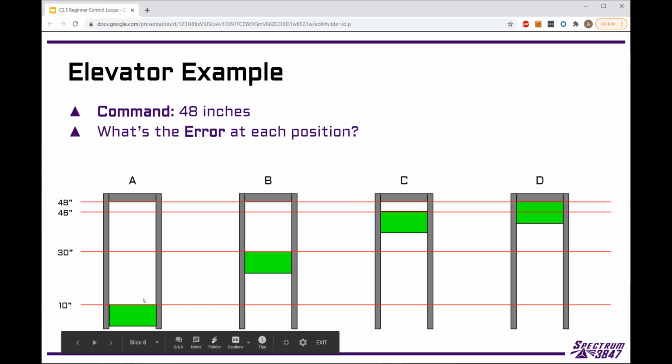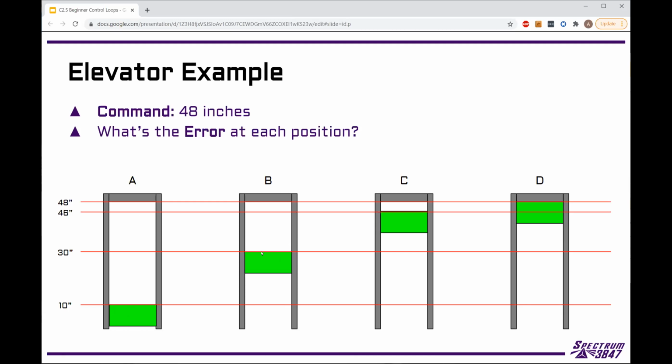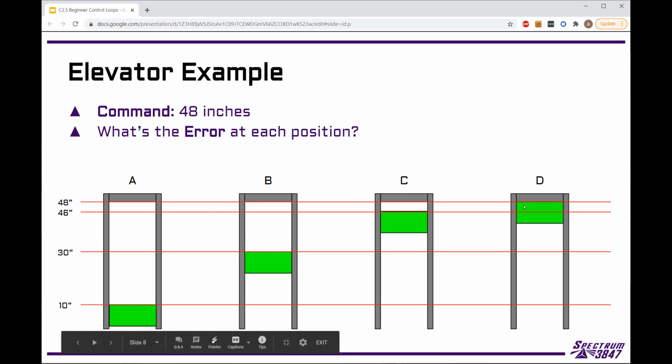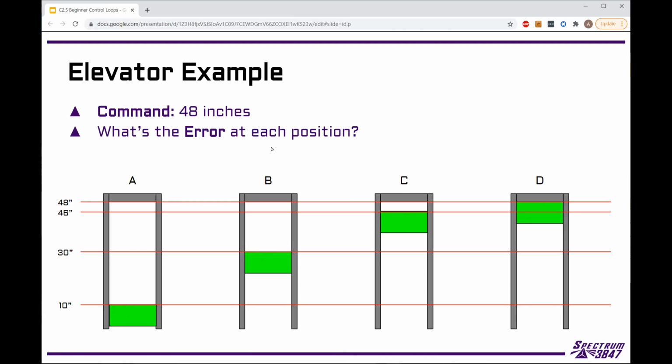So we have A, at the very beginning, sitting at 10. B, it rises up a little close to halfway through, at 30. Here we're at 46 inches, and then at the very end we're at 48. So if we know we're commanding it to go 48 inches, and we know our current position in each of these states, we can figure out what our error is just by doing that basic subtraction.